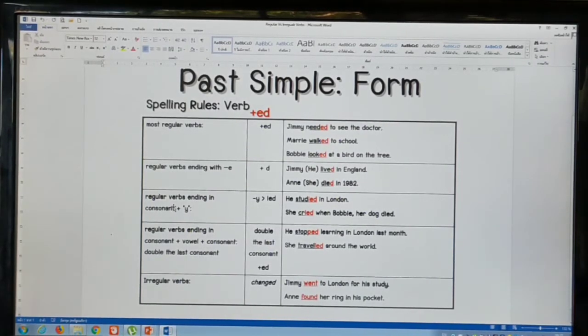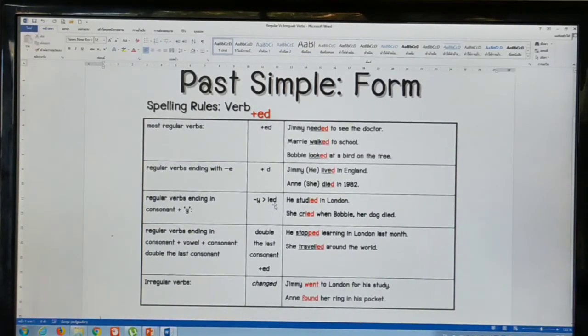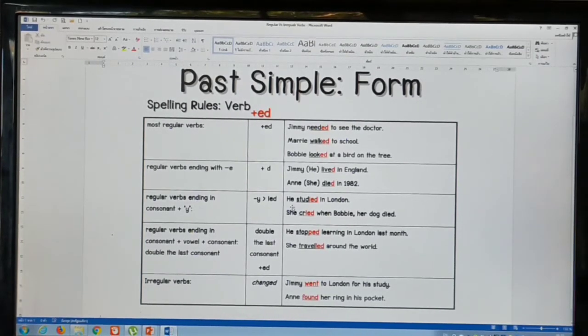Next, regular verbs ending in consonant plus y. You have to cancel y and add ied. So ending in consonant y, cancel y, add ied. For example, he studied in London. She cried when Bobby, her dog, died. So studied.